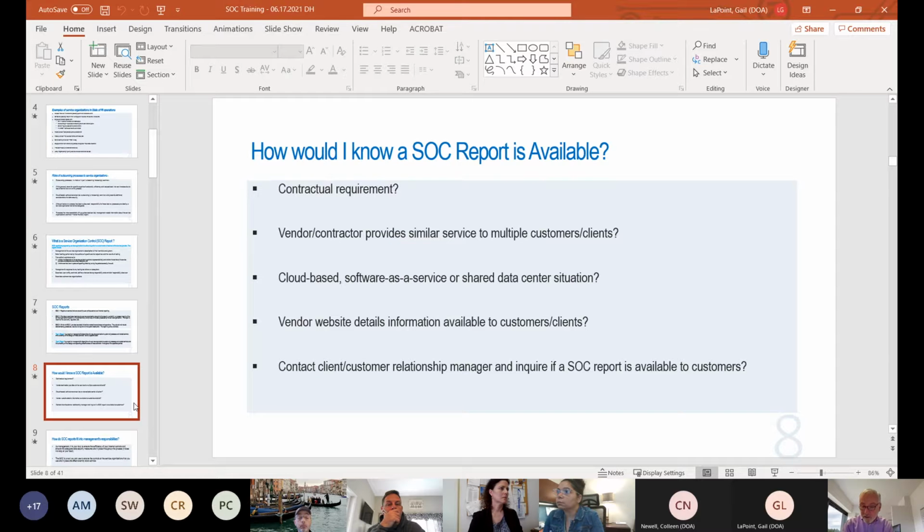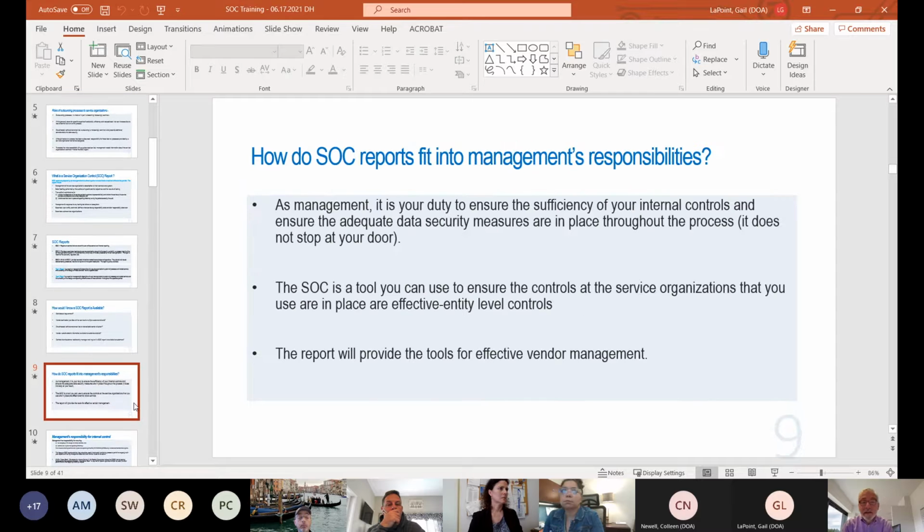So going over to slide 9, how do SOC reports fit into management's responsibility? I've mentioned that they're very important from our audit perspective because it gives us great audit evidence as to what's going on when the controls are performed by a service organization. So they're very important to us. And what we're trying to do in the training is address that a lot of folks would say, well, they're important to you, but I don't really understand why I need to do anything with it other than to make sure I have it for you when you come in.